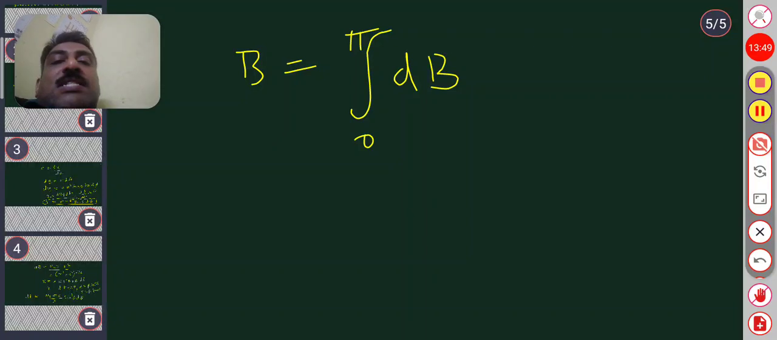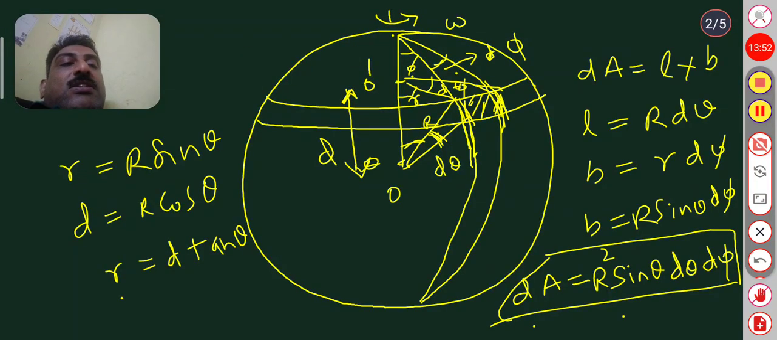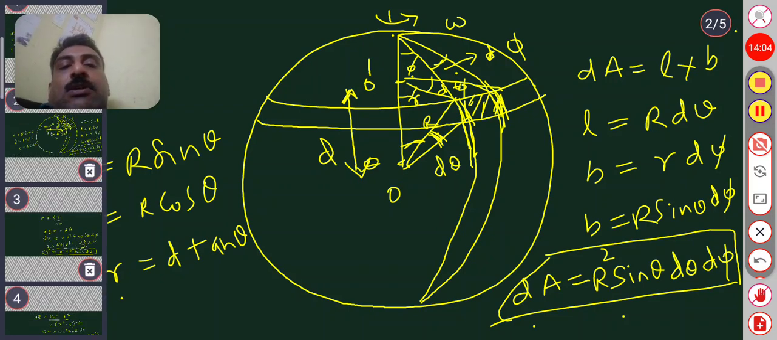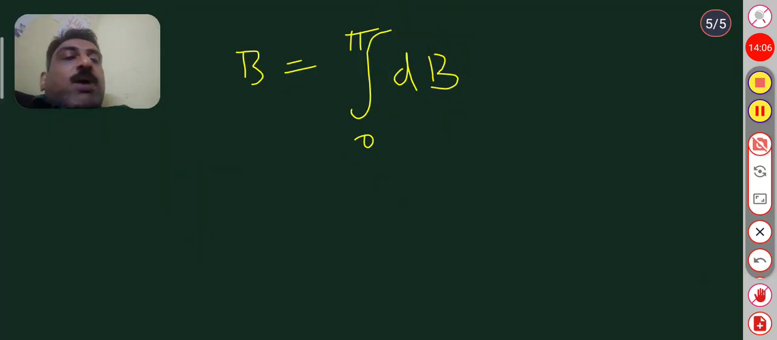You can see that such rings are there right from the top to the bottom. At the top the angle theta is 0, and at the bottom it is pi. So you have to integrate from 0 to pi.